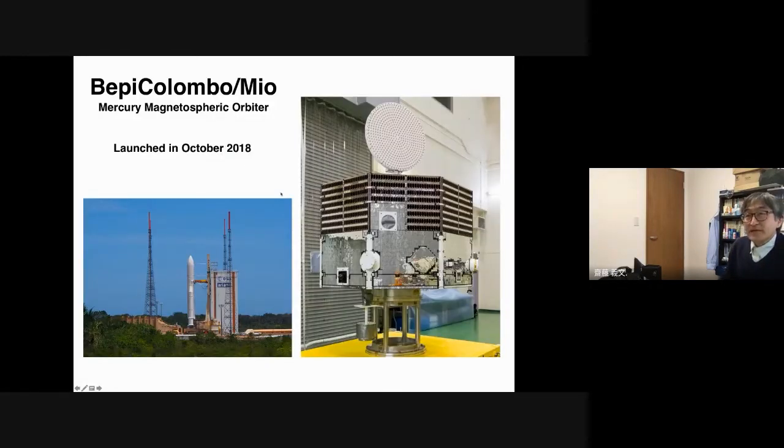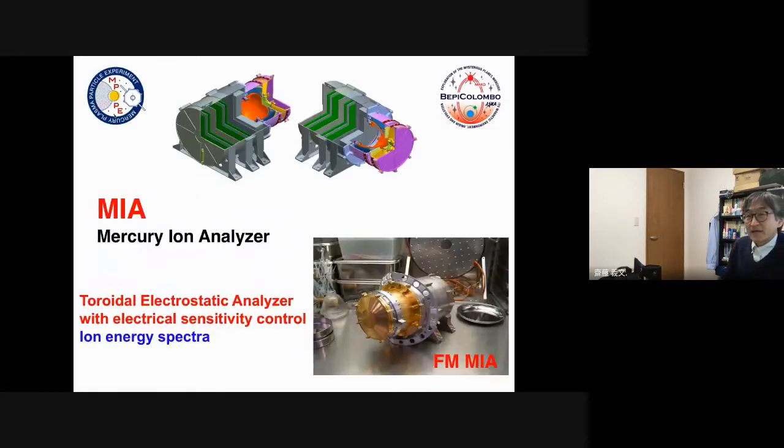And another example is the electrostatic analyzer on BepiColombo Mio. This spacecraft is to measure the Mercury magnetosphere, and it was launched in October 2018, and it is now on its way to Mercury. It will arrive at Mercury in December 2025, so 4 years from now. And this is the Mercury ion analyzer. This is also a top hat type electrostatic analyzer.